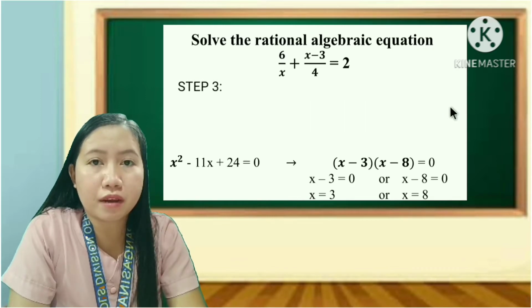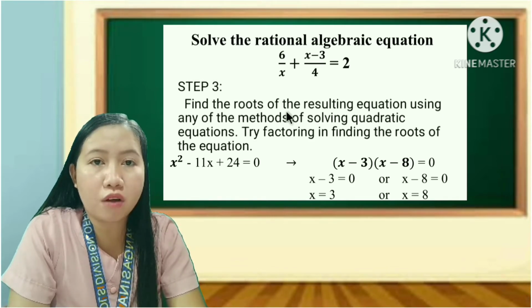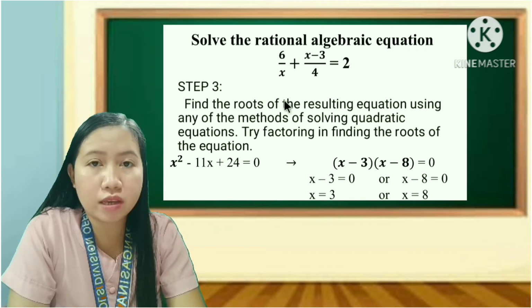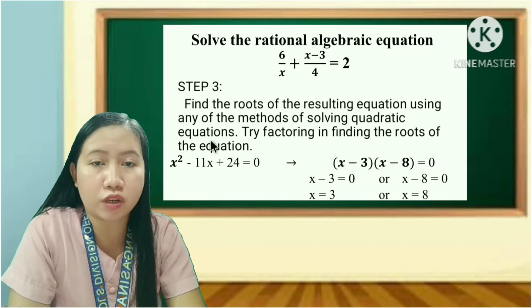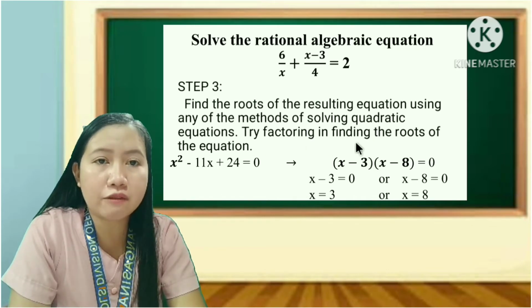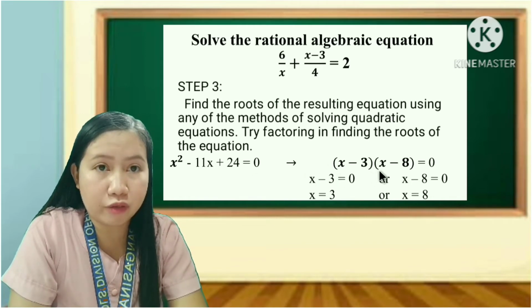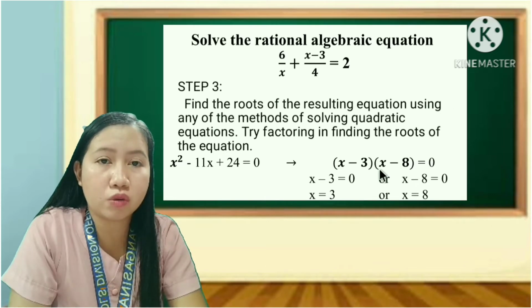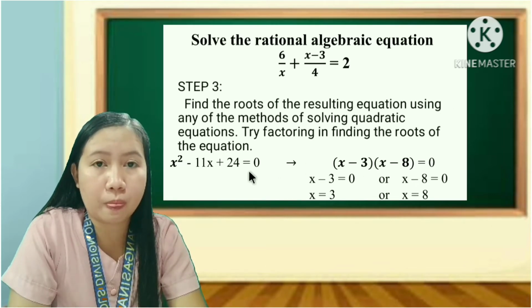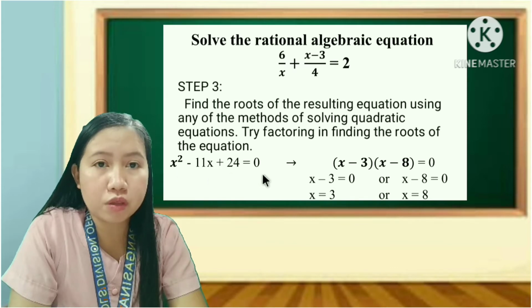Okay, step number 3. Find the roots of the resulting equation using any of the methods of solving quadratic equations. Try factoring in finding the roots of the equation. So in our example, I use the factoring method to find the roots of this equation. So this will be now the factors of x squared minus 11x plus 24 is equal to 0.